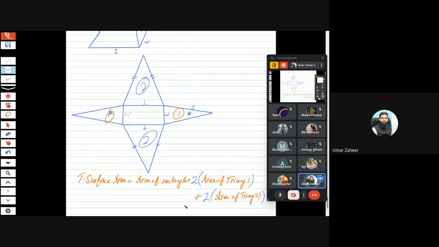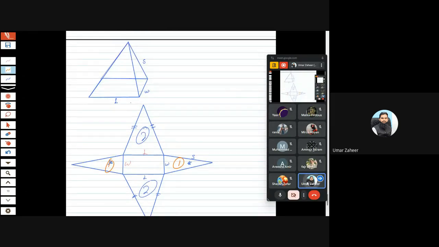Yes, everyone, is it clear how you can find the surface area? Yes, sir. Yes, sir. Yes.